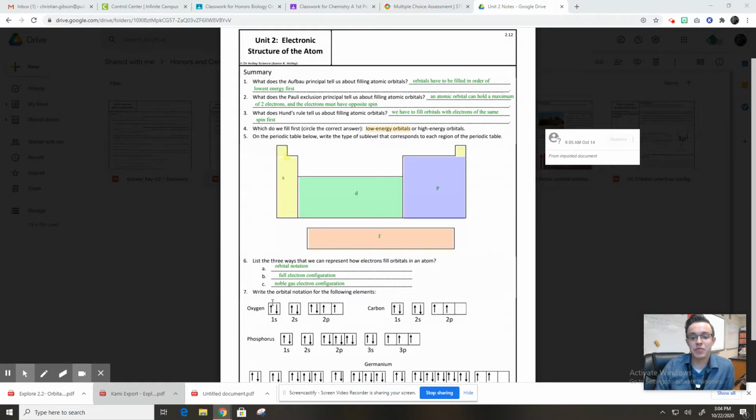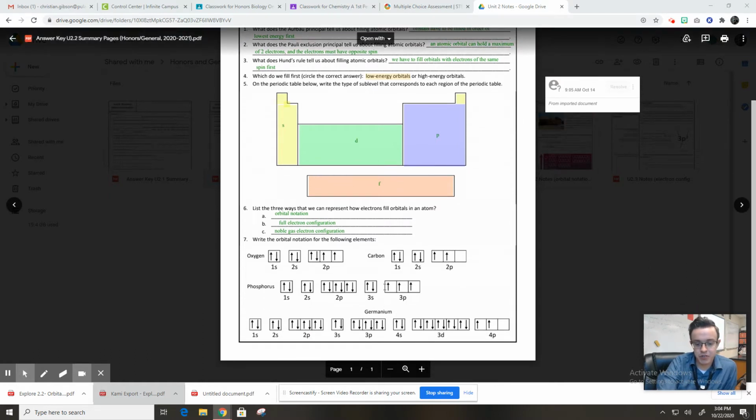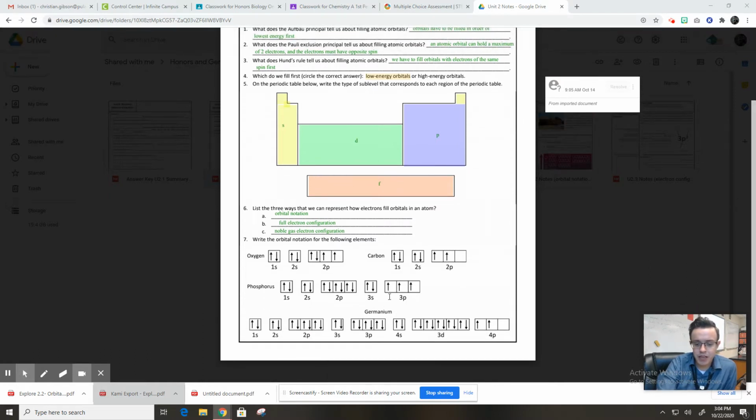Number 3, what does Hund's rule tell us about filling atomic orbitals? Well, it says we have to fill orbitals with electrons of the same spin first. So, for example, down here, you see with phosphorus, filling up 3p, we had 3 electrons left. So you put 1 in each orbital before you double back and fill in the other ones. You don't put 2 in the first one and then 1 in the second one.